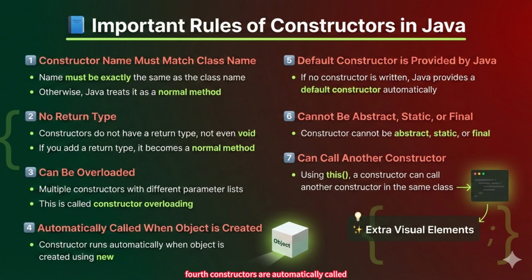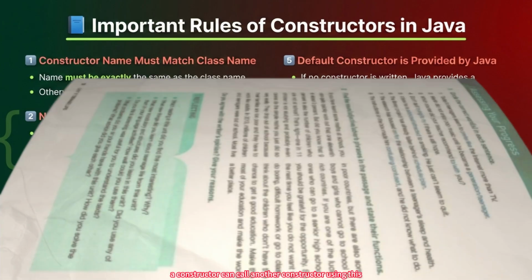Fourth, constructors are automatically called when the object is created using new. Fifth, if you do not write any constructor, Java provides a default constructor. Sixth, constructors cannot be abstract, static, or final. Seventh, a constructor can call another constructor using this.